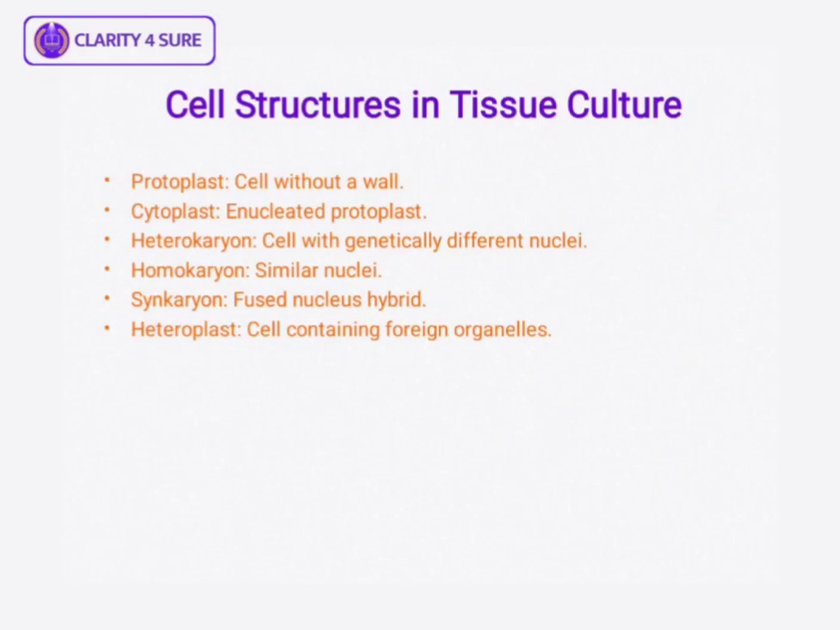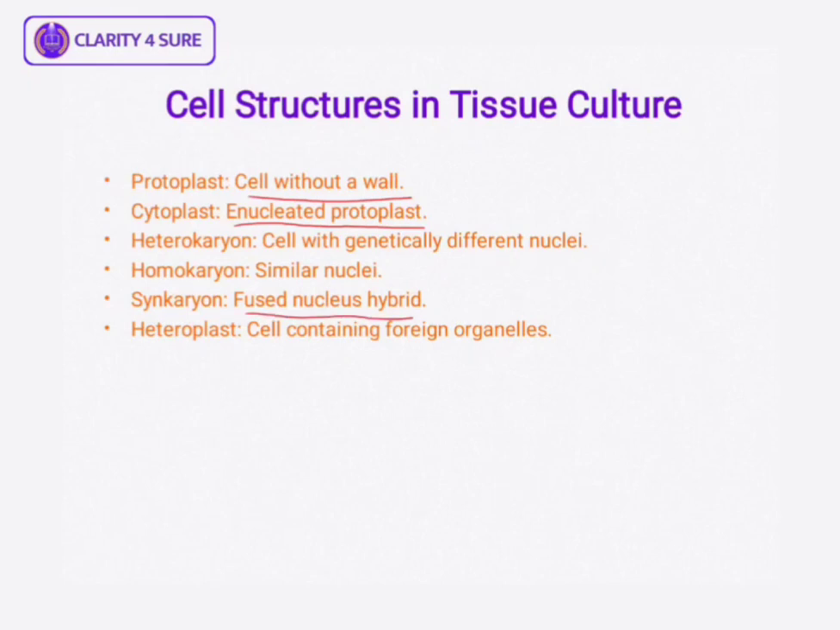Okay, cell structures in tissue culture. So first one is protoplast. When we remove the cell wall of a cell, it is called protoplast. If there is no nucleus, that means enucleated protoplast, it is known as cytoplast. Then we have heterokaryon, cell with genetically different nuclei. Homokaryon, similar nuclei. Synkaryon is nuclei fused hybrid cell.